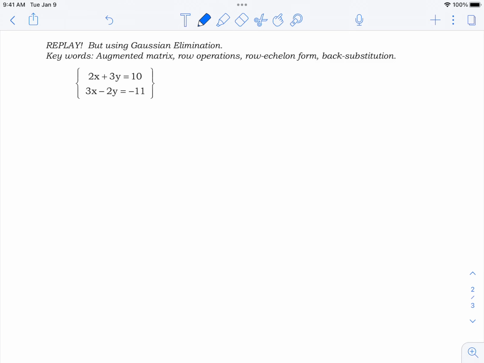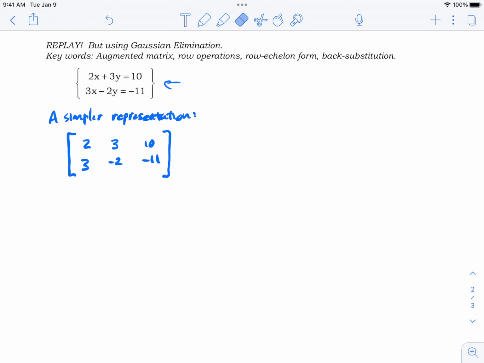So the first thing we do, you see that system? I got a simpler way to represent that. And who doesn't want a simpler way to do something, right? Here's a simpler representation. What matters really are the numbers. The 2, 3, the 10, the 3, the negative 2, the negative 11. Now what we do is we put this in a matrix. That's what these bracket bars are telling us. It's a matrix, and also draw a line right here. This is called an augmented matrix.